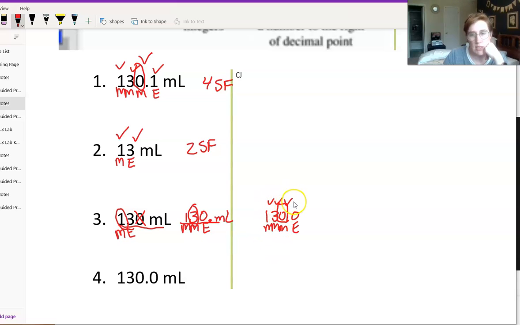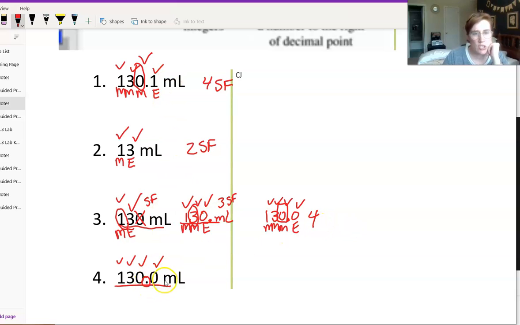So this would have 4 significant figures because these zeros are at the end and they count because there's a decimal. This zero is at the end, it counts because it's at the decimal. So this has 3 significant figures. And this zero does not count because there's not a decimal present. So it only has 2 significant figures. Okay. And then this last one we just did, it has 4 significant figures. The zeros at the end count because there's a decimal present. It doesn't matter where the decimal is, as long as there's a decimal somewhere, they count.